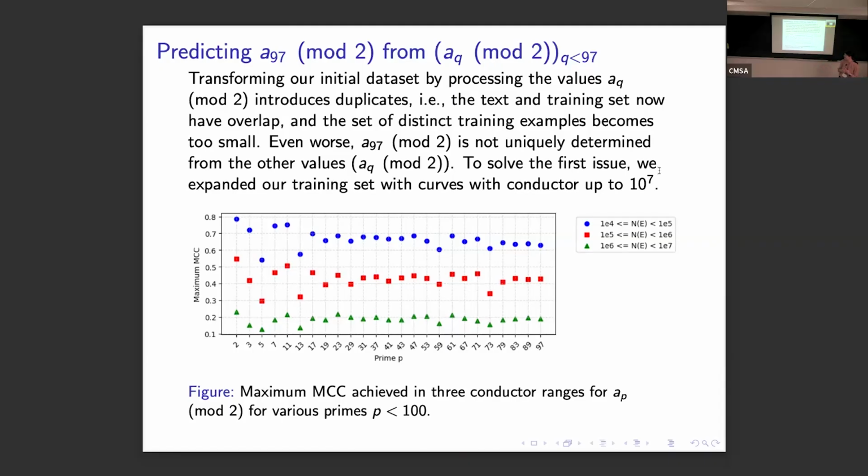But yeah, we had way fewer mod 2 examples than I initially expected.